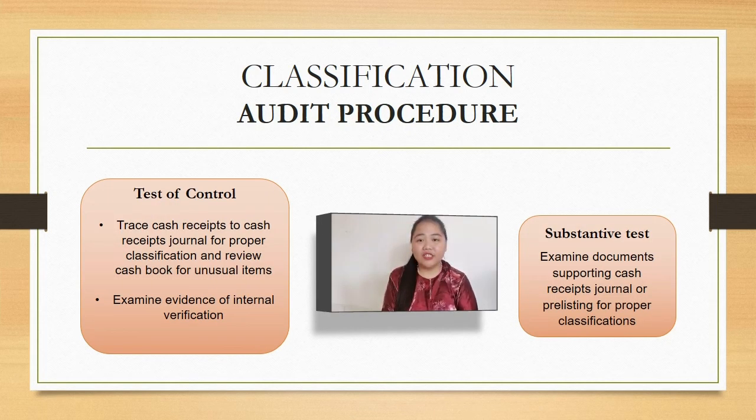The classification audit procedure for the test of control is to trace cash receipts to the cash receipt journal for proper classification and review the cash book for unusual items, and number two, examine evidence of internal verification. For the substantive test, examine documents supporting the cash receipt journal or pre-listing for the proper classifications.